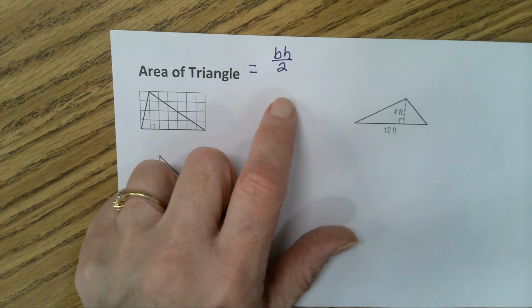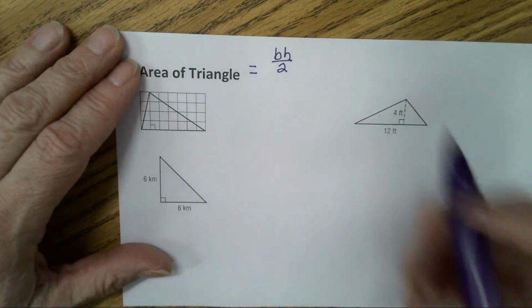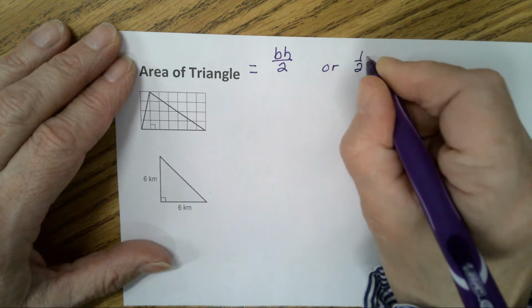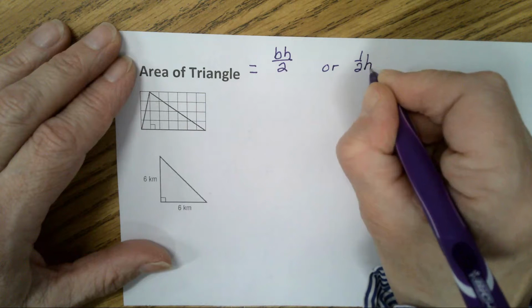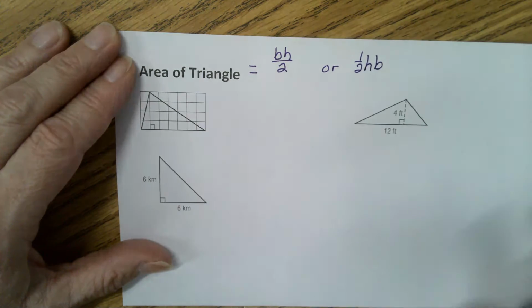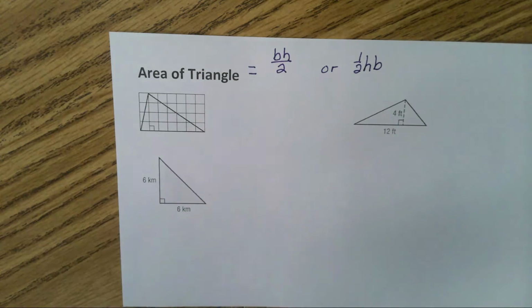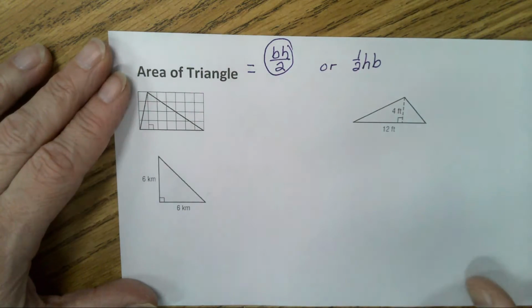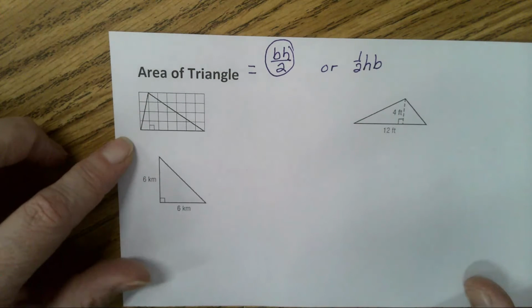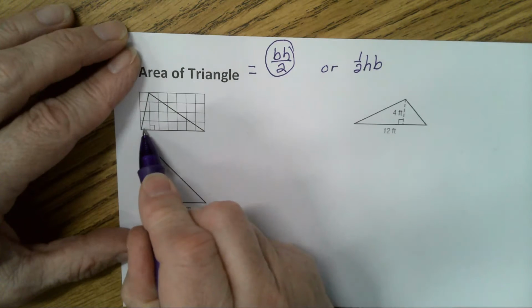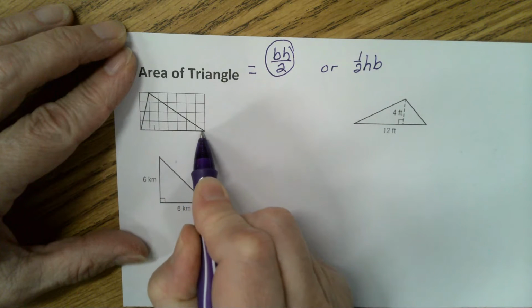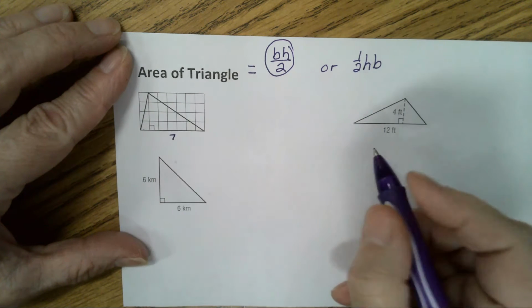Now the other formula, I do want you to write it down, is this. 1/2 the height times the base, or 1/2 the base times the height is another one that you can see. I like this one the best. So let's go to this one here. 1, 2, 3, 4, 5, 6, 7. It is 7 line segments long.